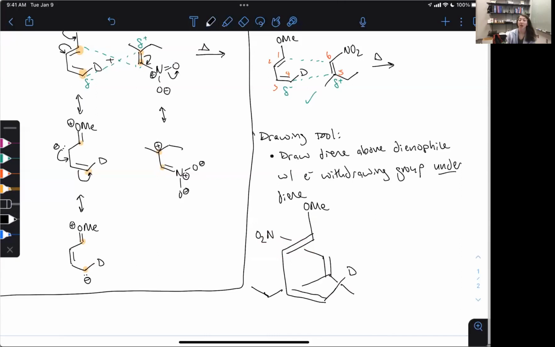There we go. Okay, so now I have everything drawn out. I've got my dienophile underneath my diene with my NO2 group under my diene, specifically under that back side of it. So now I'm ready to think about drawing my product.